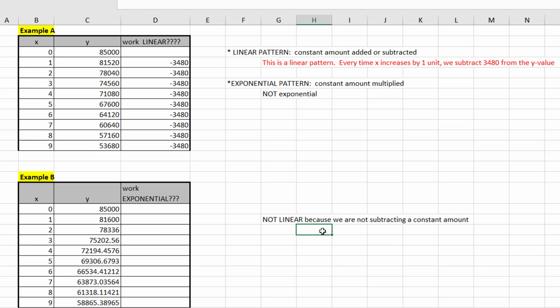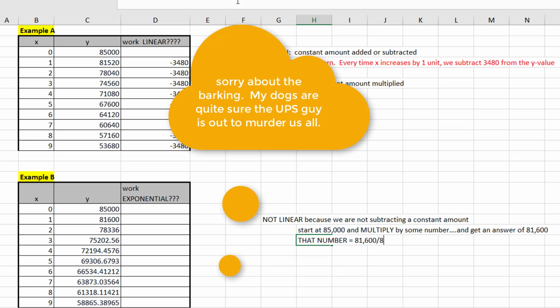Let me come over here and just point out what would be happening. If it's exponential, then you would start at 85,000 and multiply by some number and get an answer of 81,600, the next y value. So if I want to know what is that number that we multiplied by, the way to figure it out would be to work backwards, divide it. That number is equal to 81,600 divided by 85,000. That's how we'd figure out the number we multiplied by, right? Work backwards and divide.